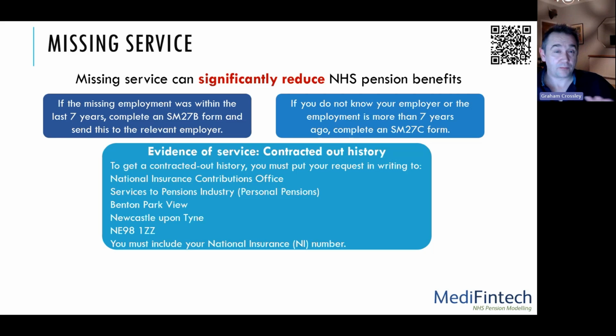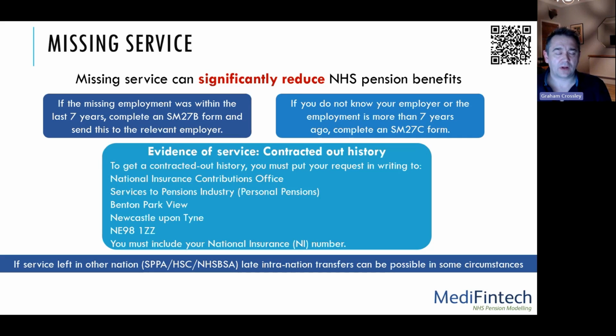Now, appreciate if the missing service is back in the 90s, then it's going to be tricky trying to find a payslip or a P60 with this information on. But you don't have to worry, because what you can do is contact the National Insurance Contribution Office and ask for a copy of your contracted out history and then send that to NHS Pensions, because that will be evidence that you were in the scheme.